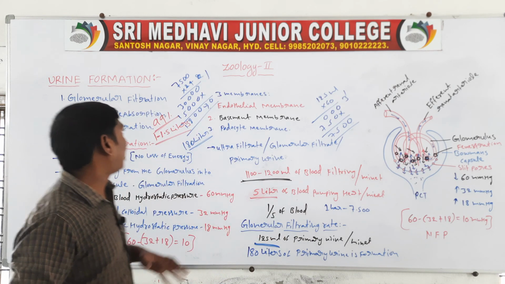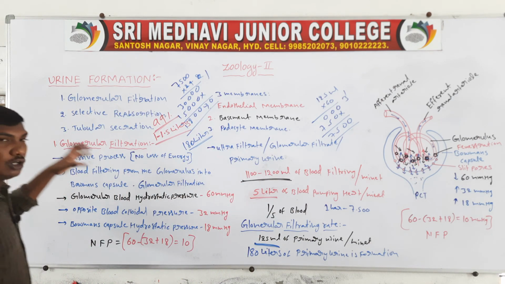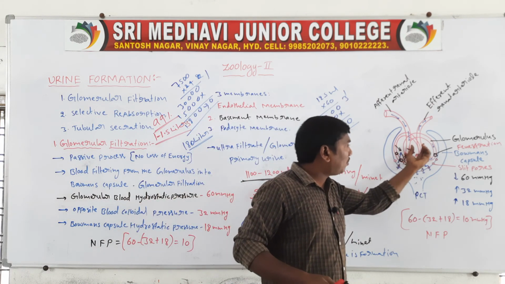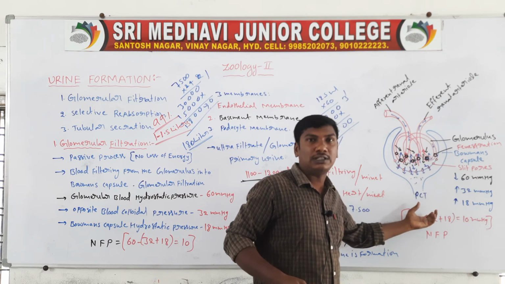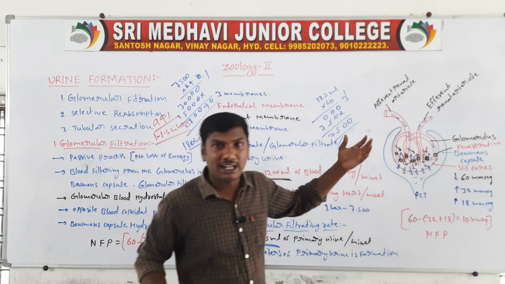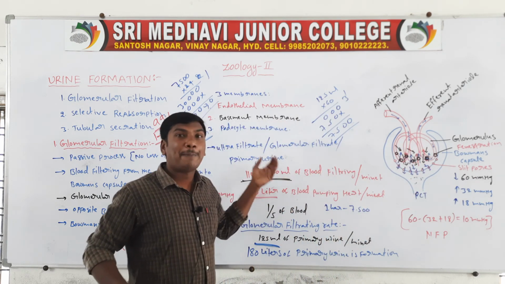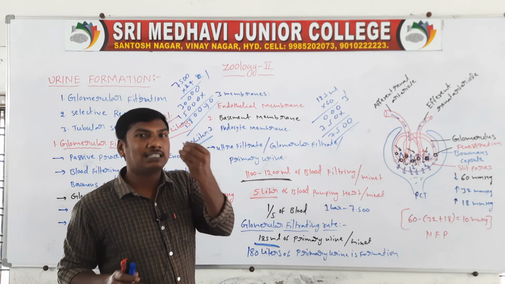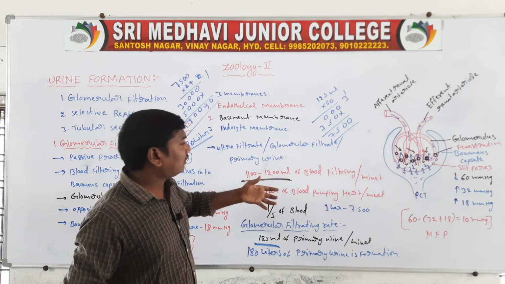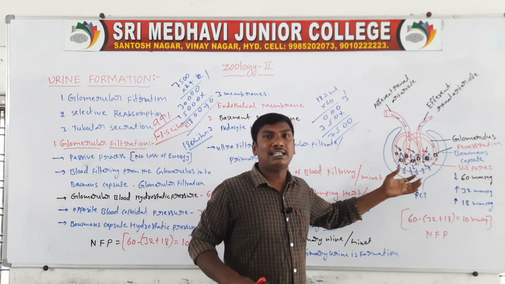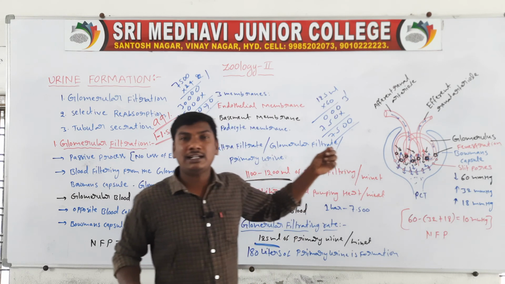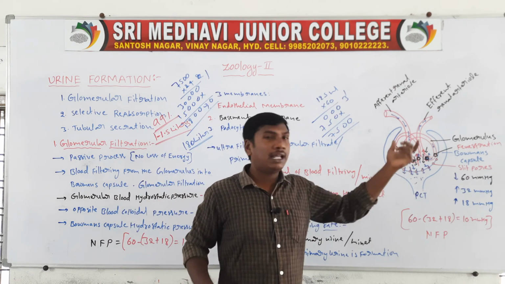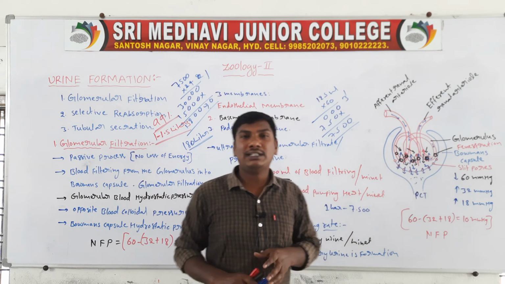So this is glomerular filtration, the filtration of blood from the glomerulus into the Bowman's capsule. It is a passive process, meaning there is no consumption or loss of energy. The filtration occurs mainly through three membranes: the endothelial membrane, the basement membrane, and the podocytes of the Bowman's capsule.